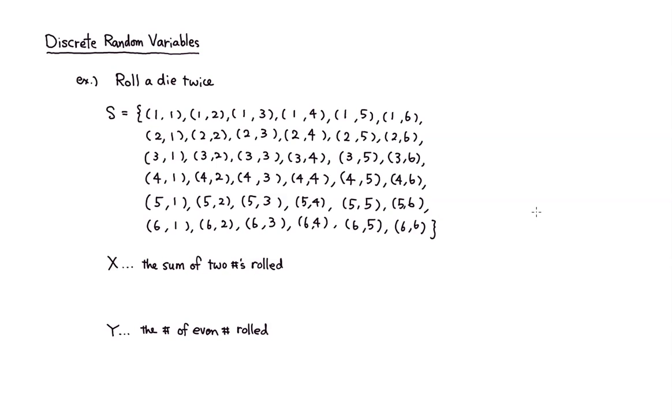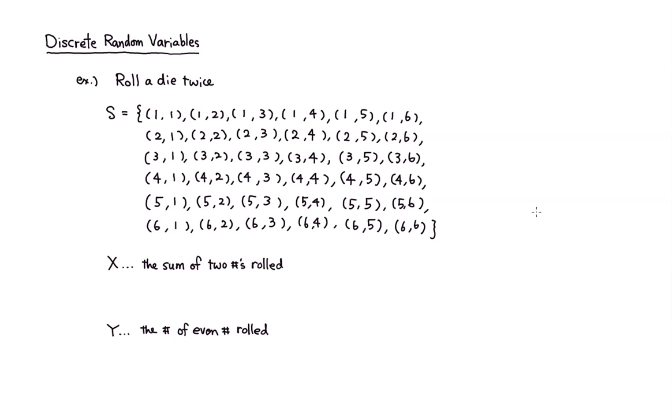All right, let's look at discrete random variables. A random variable is simply a function defined on the sample space that usually assigns numbers to each outcome in the sample space. Let's look at the following example.